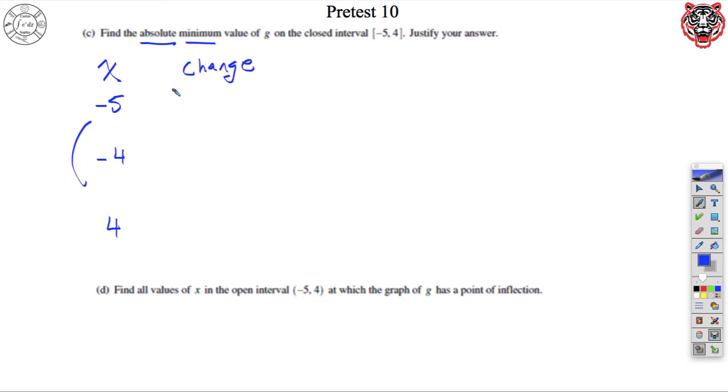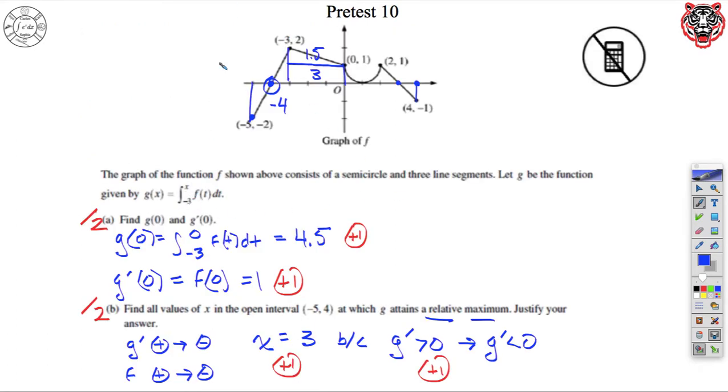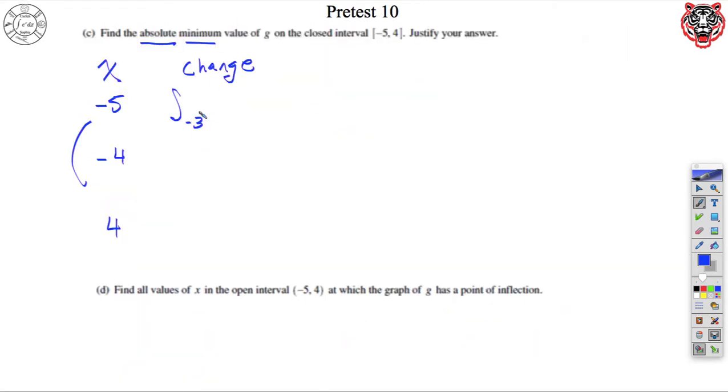So the change is going to be the integral, and our integral was defined by -3 to x, so it's going to be -3 to -5. But I don't want to do that. I want to go -5 to -3, reverse it, make this a negative. Same thing down here. This gets reversed from -4 to -3, make that a negative. This is going to be the regular integral from -3 to +4.